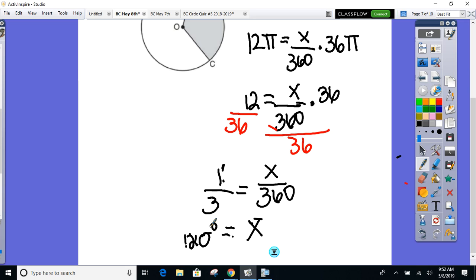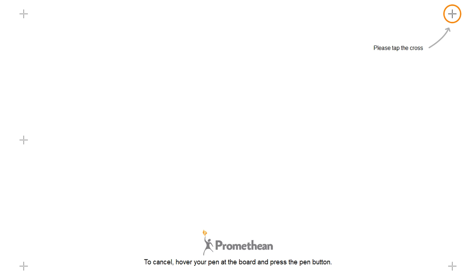Okay, now to my favorite part here, which is let's just mash some figures together and find the area of them.